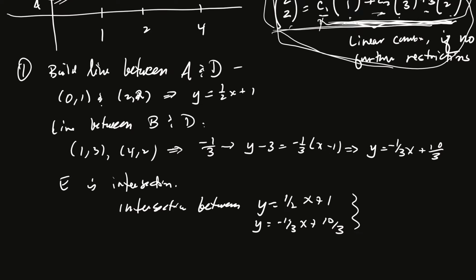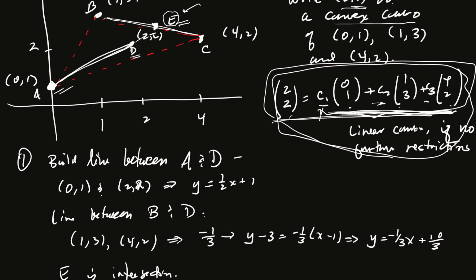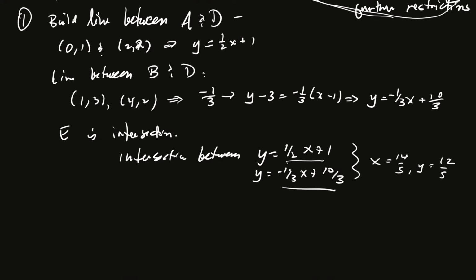So we were doing that. Point E was found to be the intersection between these 2 lines. We found those 2 lines in the last video. So in just solving, x was equal to 14/5 and y is equal to 12/5, I believe. You can double check that. Good. So now that we have point E, we want to write D as a convex combination of A and E. So let's go ahead and do that.